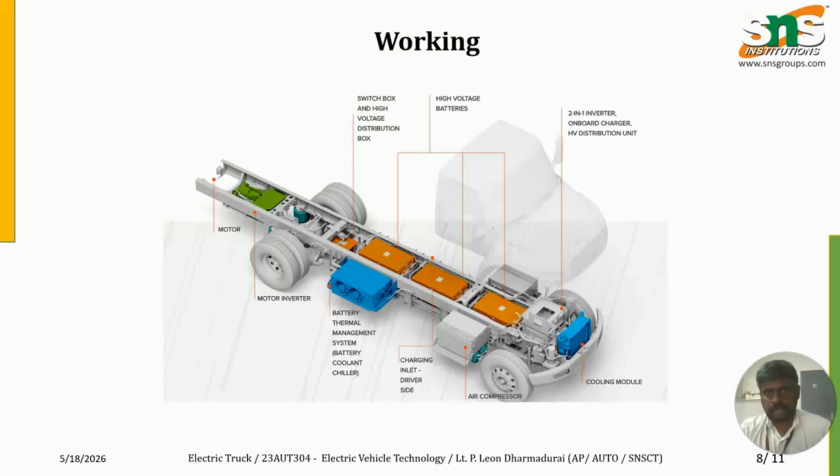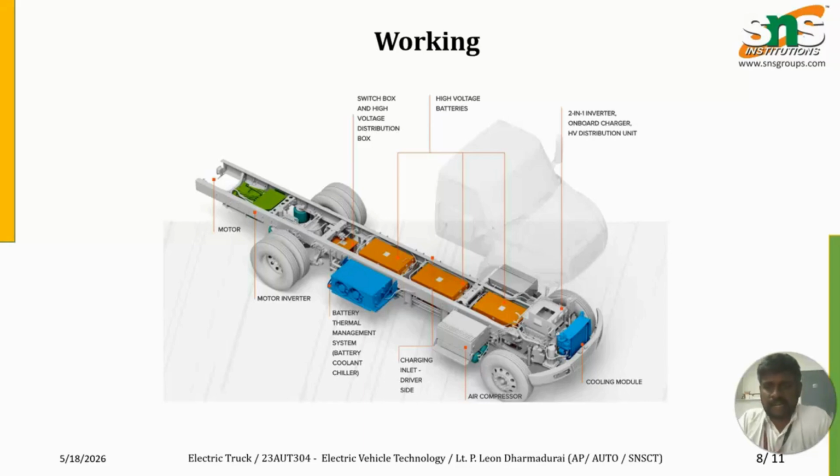So this is the working part. Here you can see the components: the 2-in-1 inverter, onboard charger, and HV distribution unit. The high voltage batteries are placed underneath the seating areas, and the switch box and high voltage distribution box are also placed there.